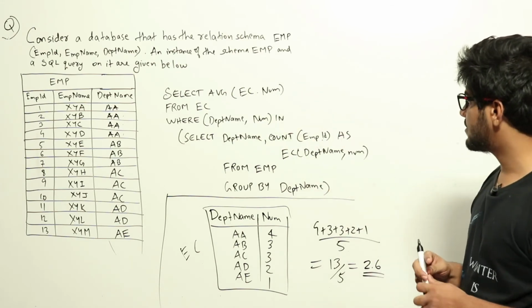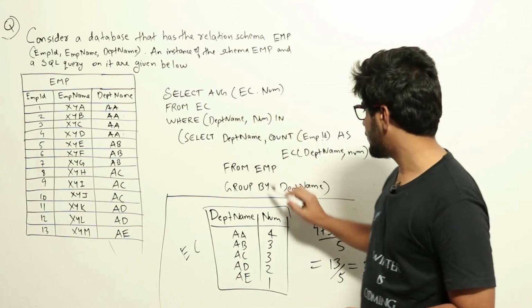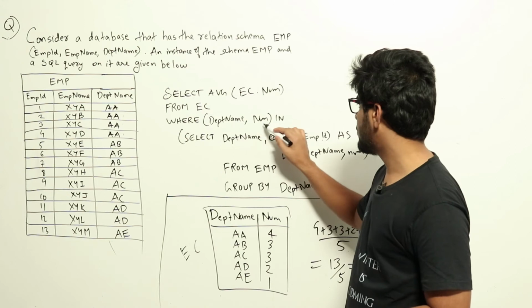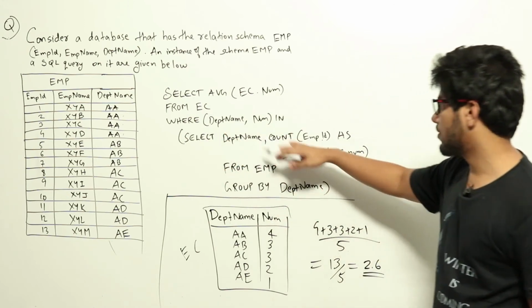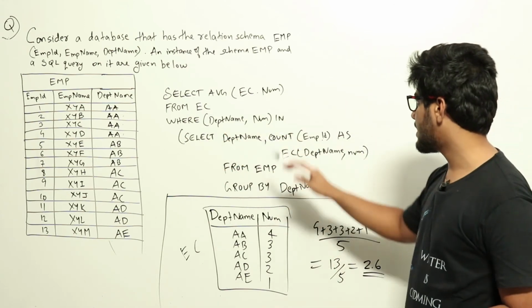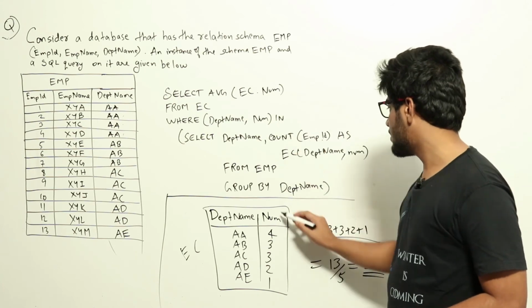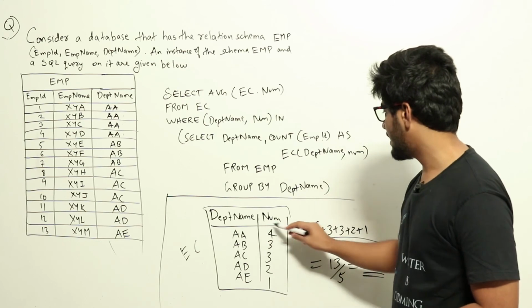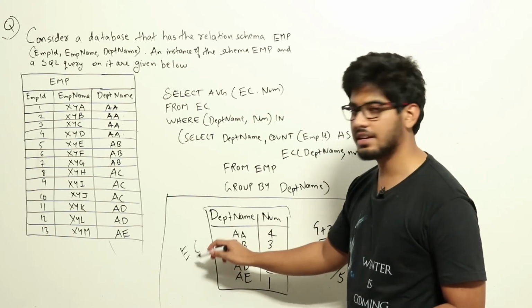Now let's look at the outer query. What the outer query does is select average of EC.num from EC where (department name, num) is in the inner query's result. This inner query is EC only. So they are asking for the average of EC.num for all the rows in this table, which is EC.